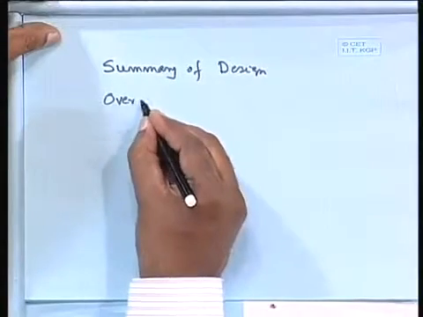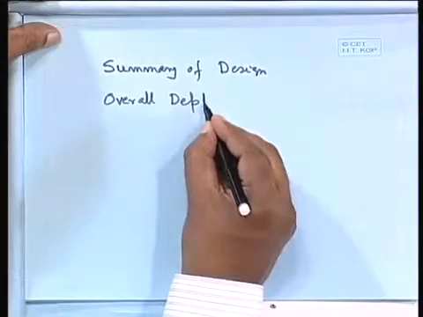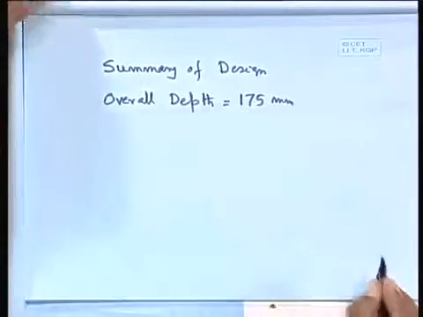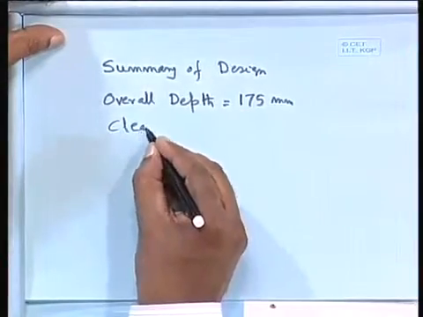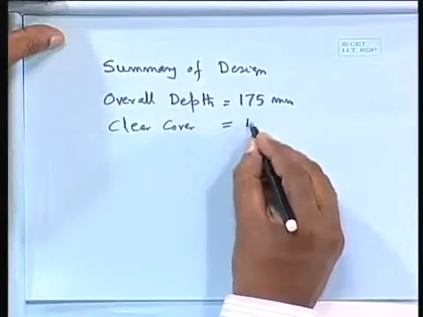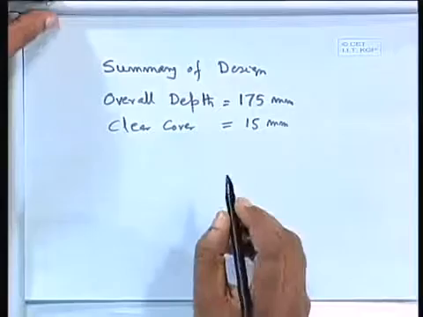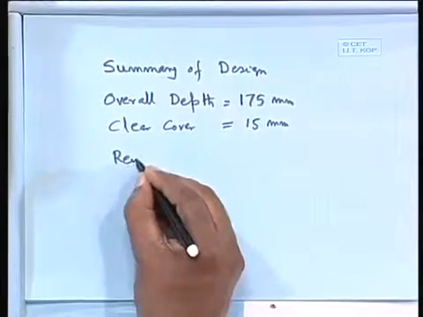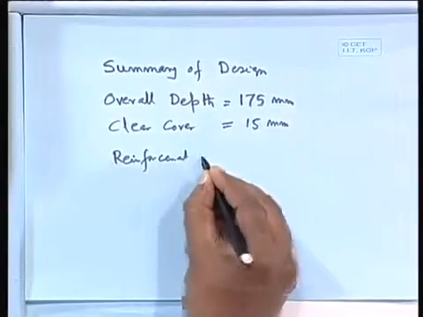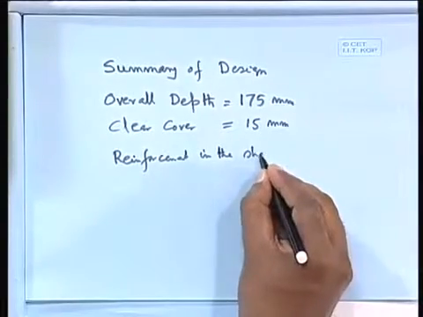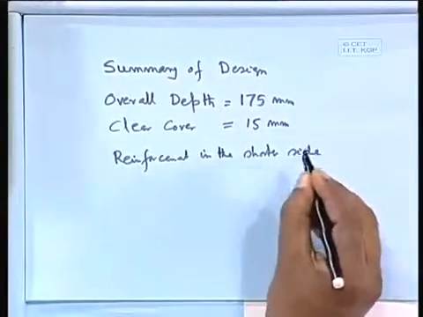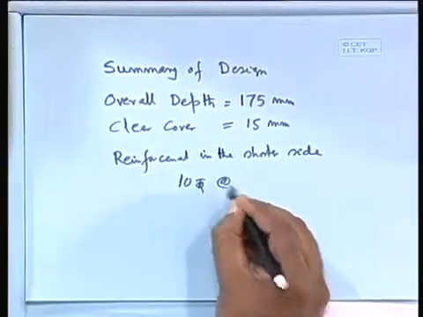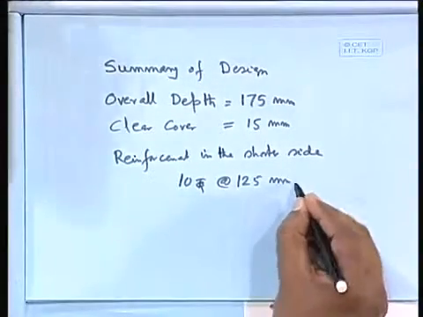Overall depth 175 millimeter, clear cover 15 millimeter, reinforcement in the shorter side. How much reinforcement have we got in the shorter side? 10 torr at the rate of 125 millimeter center to center.